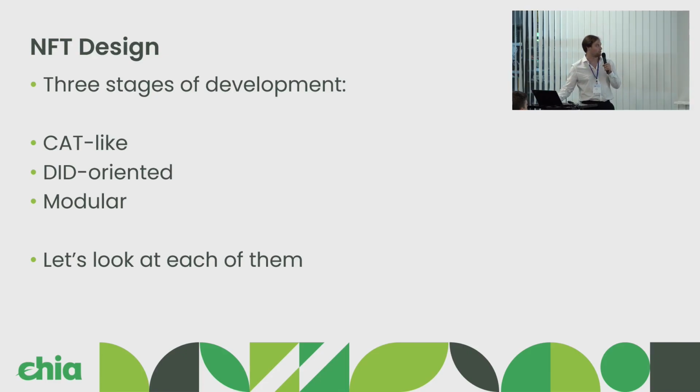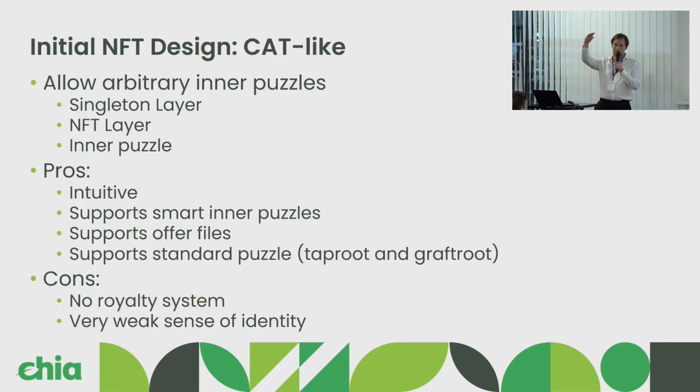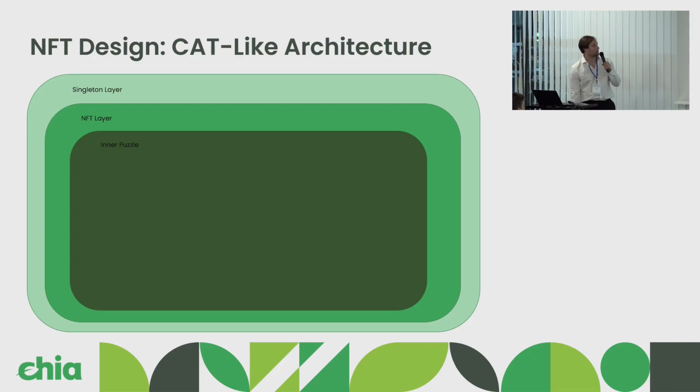So the first approach was the cat-like design, where it would be a layer, an inner puzzle. The singleton layer enforces the uniqueness, the NFT layer would hold the NFT's information, and then the inner puzzle would be in charge of control. This was intuitive to understand and similar to previous applications we've made, but there was no royalty system and a weak sense of identity. It supported offer files, though, and you could put smart things in the bottom, but those cons were too strong. We could design better. This was the architecture diagram, the 3 different types of green there: singleton layer, NFT layer, inner puzzle.